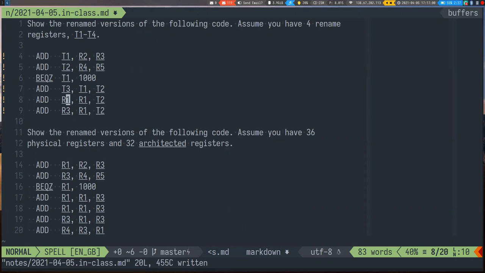I thought all R1s had to be renamed to T1. It looks like that is not the case. That's true. Yeah.